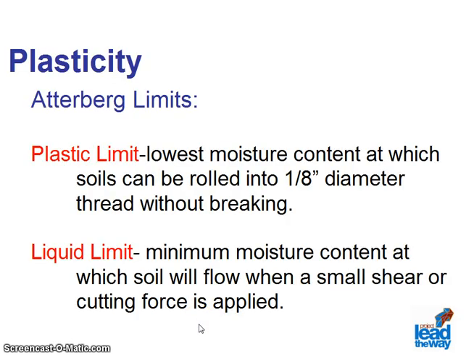Another characteristic of fine-grained soils is its plasticity. This refers to the varying water content found in the soil. This system is sometimes referred to as the Atterberg limits, named after the Swedish scientist who developed this test. The plastic limit refers to the lowest moisture content at which soils can be rolled into a 1/8 inch diameter thread without breaking. The liquid limit is the minimum moisture content at which soil will flow when a small shear or cutting force is applied. These mean little unless they are indexed to other significant properties of the soil.